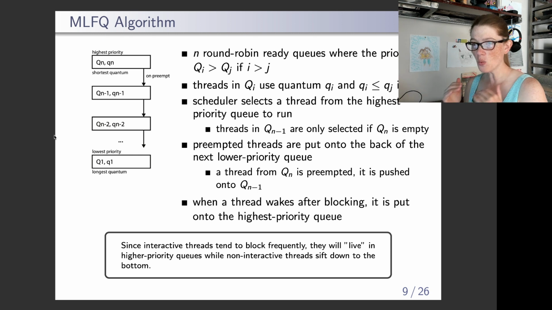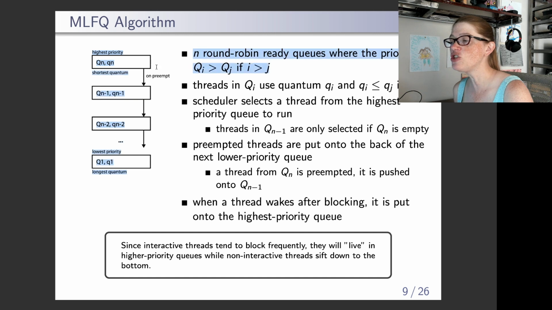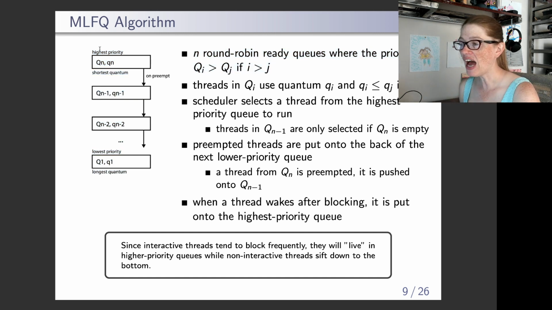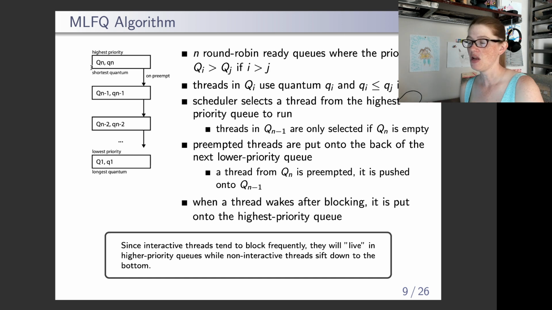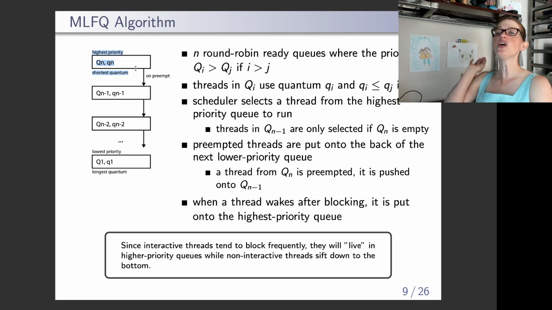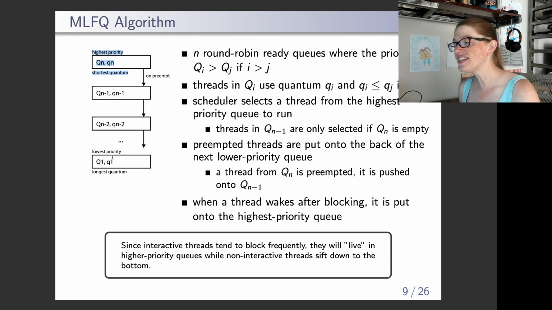So instead of having one ready queue, and all these queues, by the way, are essentially first come, first served, you're going to have multiple ready queues. Each queue is going to have a different priority. The highest priority queue is Qn, and the lowest priority queue is Q1. And what's interesting is we're going to set the quantum for the threads in each of the queues differently. The threads in the highest priority queue get the shortest quantum, and threads in the lowest priority queue get the longest quantum.